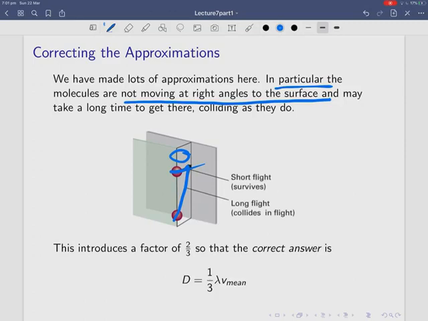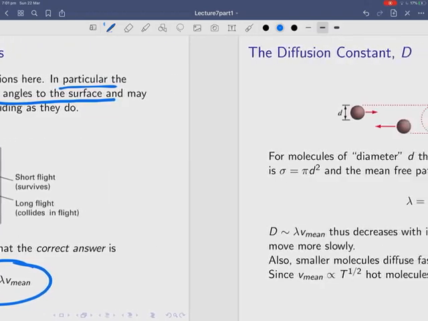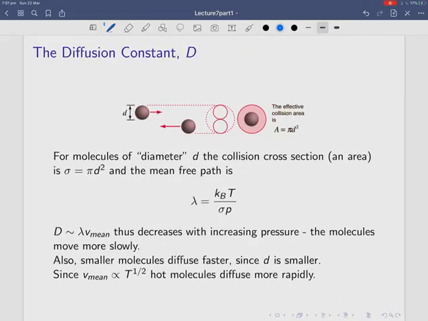So if we take that into account, which is a much more complicated calculation, we get a factor of 2/3, and we need to introduce that, and we get a diffusion constant which is 1/3 the length of the mean free path times the mean speed, and that's a calculation of the diffusion constant. Now, the diffusion constant D. For molecules of diameter d, we can estimate this now.